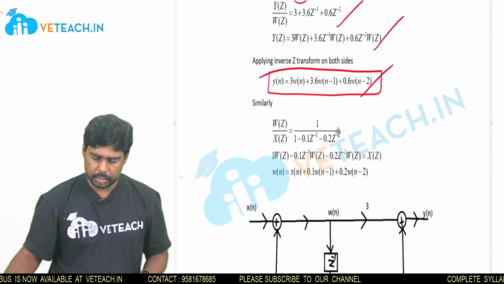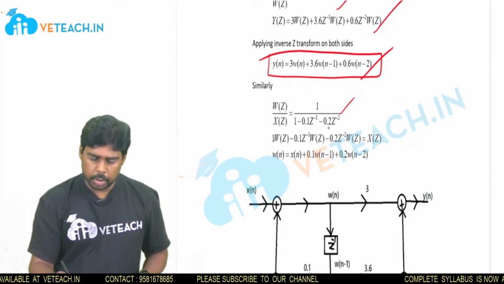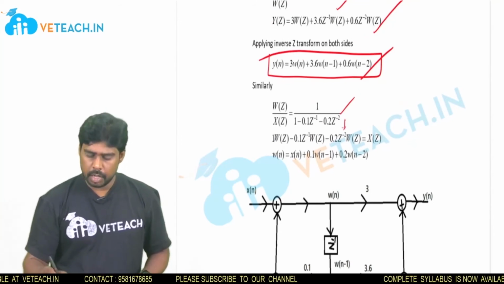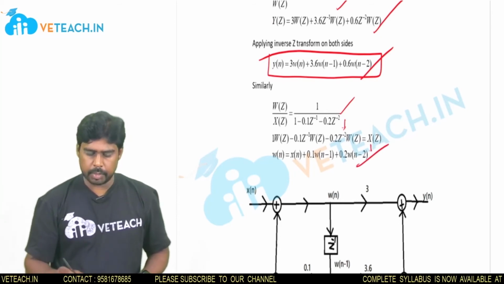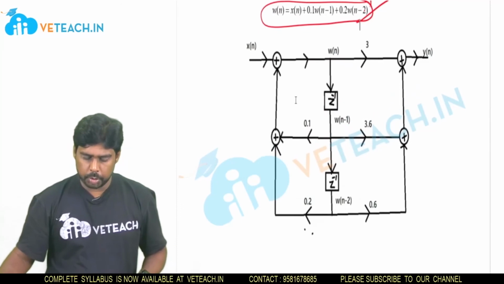Similarly, W of z by X of z equals 1 by the denominator. That is what I have written here. Again cross multiply these two, and apply inverse, you will get this expression. So for these two expressions, let me show you the diagram.